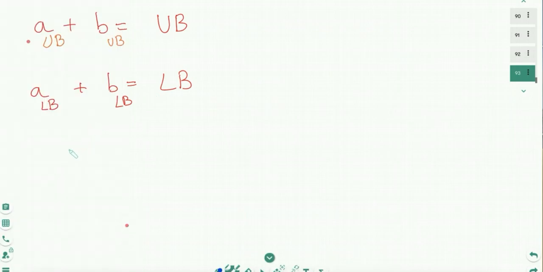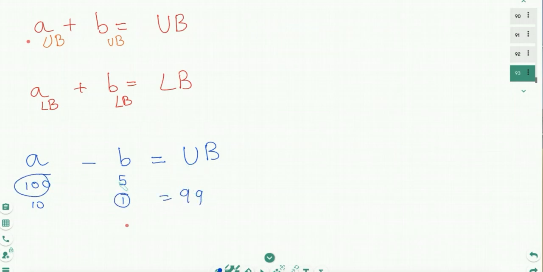How about when we're subtracting? We're doing a minus b, and we're trying to find the upper bound, the largest possible answer. Let's do that same exercise as before. Let's choose two numbers for a, 100 and 10, and two numbers for b, 5 and 1. So we have a choice of choosing 100 or 10 for a, and 5 or 1 for b. And we want to get the largest possible answer. Well, it has to be 100 minus 1, which will give us 99. That's the largest answer you can get. So we have to find the upper bound for a and the lower bound for b.